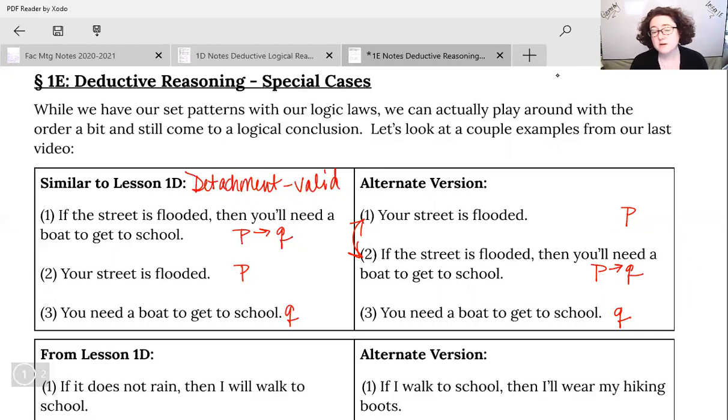So if you can read those first 2 statements in the other order and it still fits with one of the patterns we looked at, then it is still a valid conclusion with that third statement. So even though they're flip-flopped, it still works with that law. Okay, let's look at the next one.